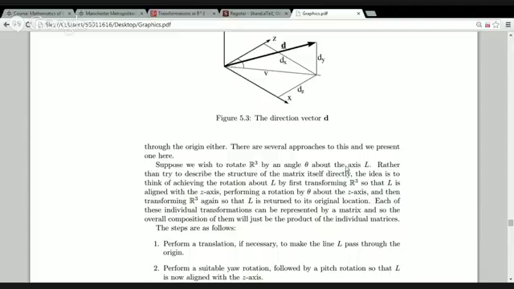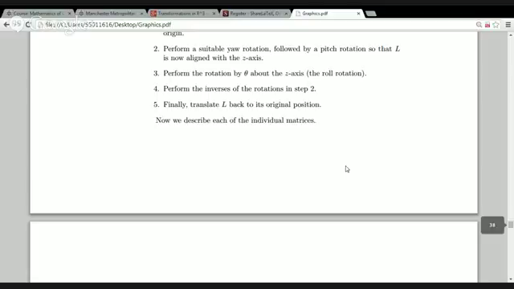Then we want to perform the rotation that's going to bring the rotation axis into the YZ plane. Now we can sketch some diagrams to help us here. Okay, so let's do that.